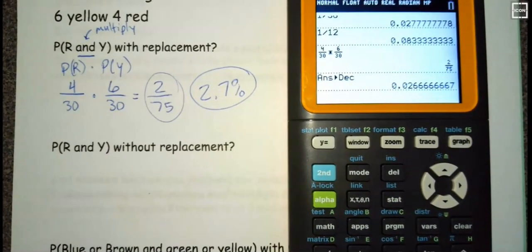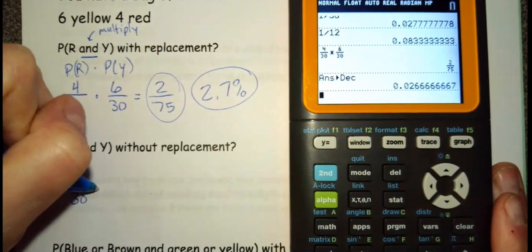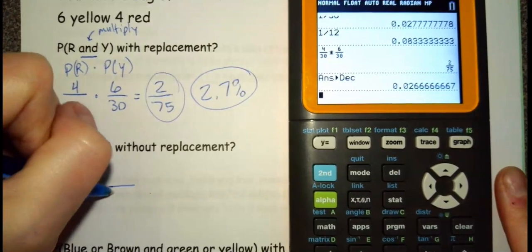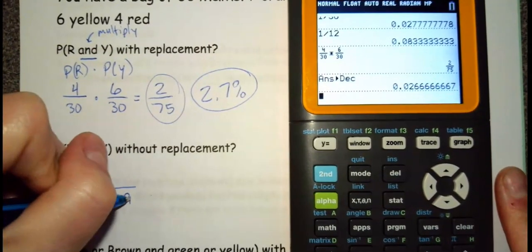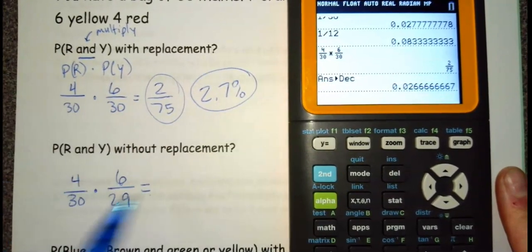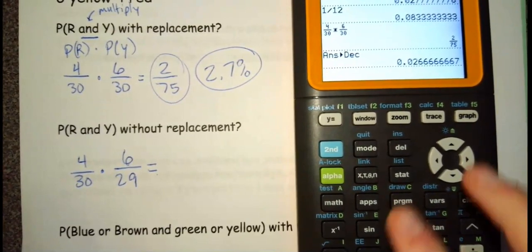So for this one, you have a bag of 30 M&Ms. You reach in and you grab a red. So the probability of red would be 4 out of 30 still. But then you eat the red M&M, so there's only 29 M&Ms left in the bag. The second time you reach into the bag, you grab a yellow. There's still 6 yellows in there, so that number doesn't change. But you then only have 29.